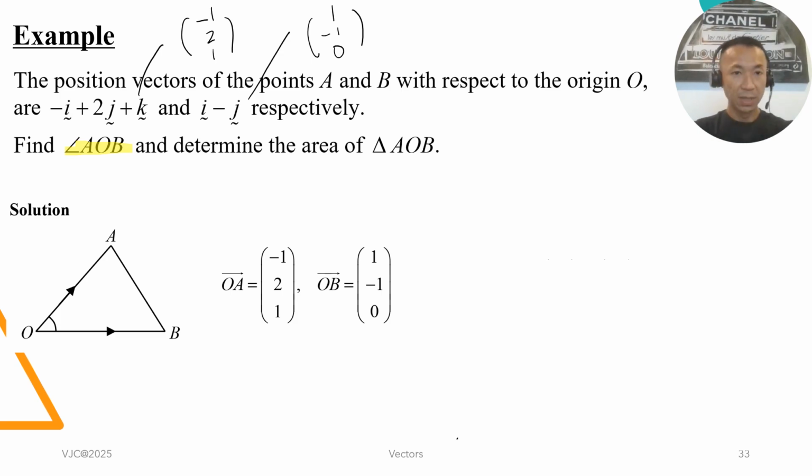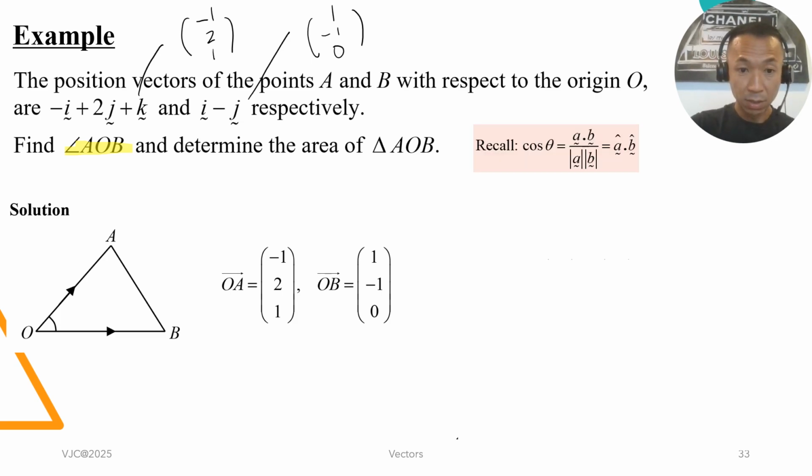All right, I've written this in column vector. Let's suppose we draw this diagram. What is AOB? Now, recall what we learned earlier. Cosine theta is actually unit vector of A dot unit vector of B. So we are going to use that. Like I said, you can use either this or this, and you will get there.